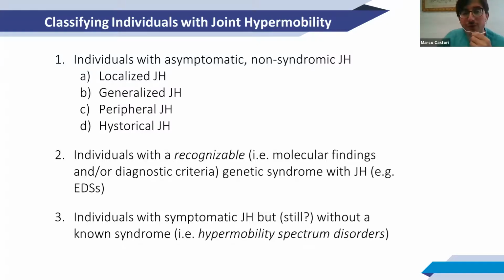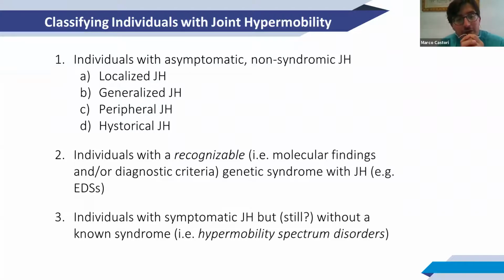After such an overview, you can more simply accept that at present, individuals with joint hypermobility can be classified in 3 major groups. Individuals with asymptomatic non-syndromic joint hypermobility. These individuals are healthy. Individuals with a recognizable genetic syndrome. Recognizable implies that you need a positive molecular testing or a set of diagnostic criteria to be respected. And you need that this syndrome is currently known.